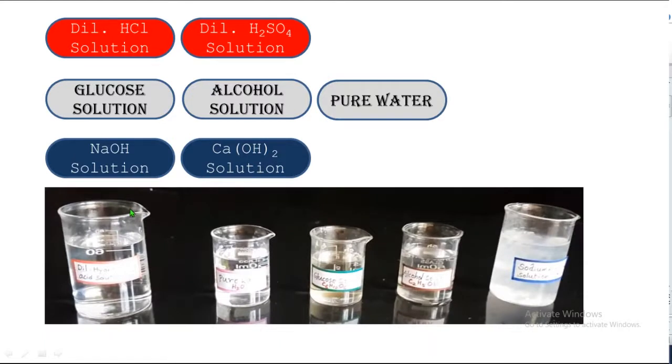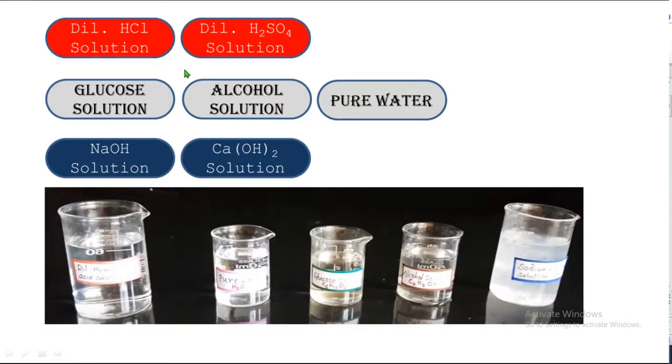Enjoy learning. Today I would like to explain what do acids have in common and what do bases have in common by an activity. Let us see that.